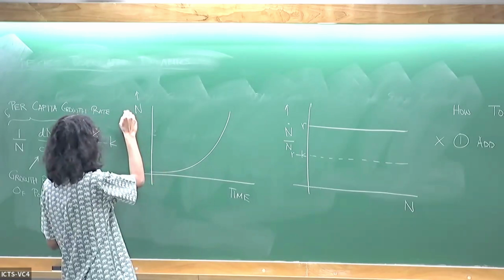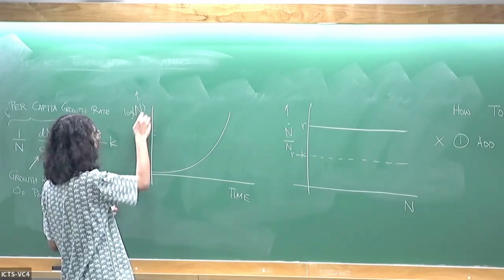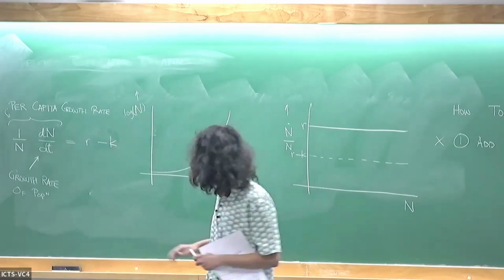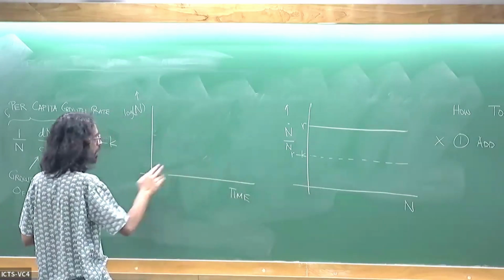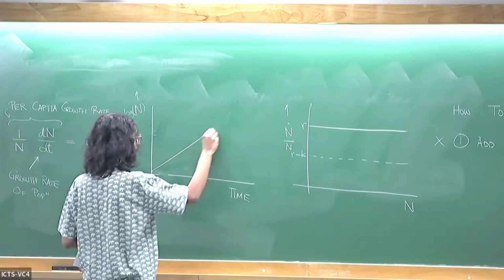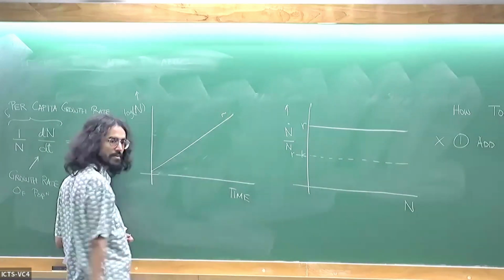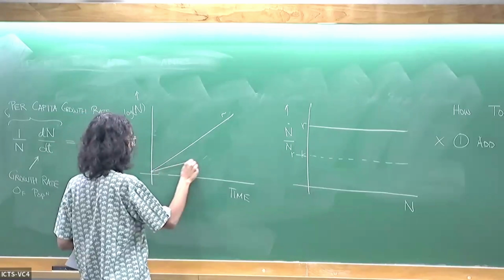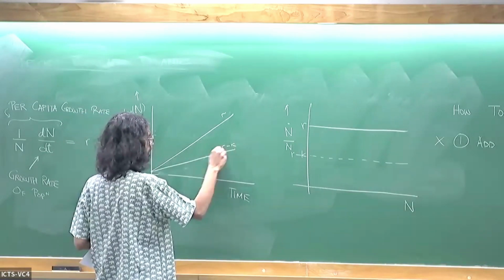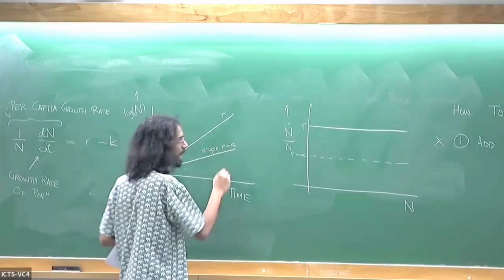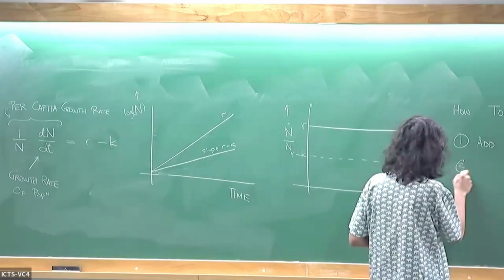Right, yeah. This is actually going to be much easier if I just plot the log of n. And what does this look like if there were a log of n? The original thing will look like that with the slope of r. This one will look like that with the slope of r minus k. Okay, so that one doesn't do it.